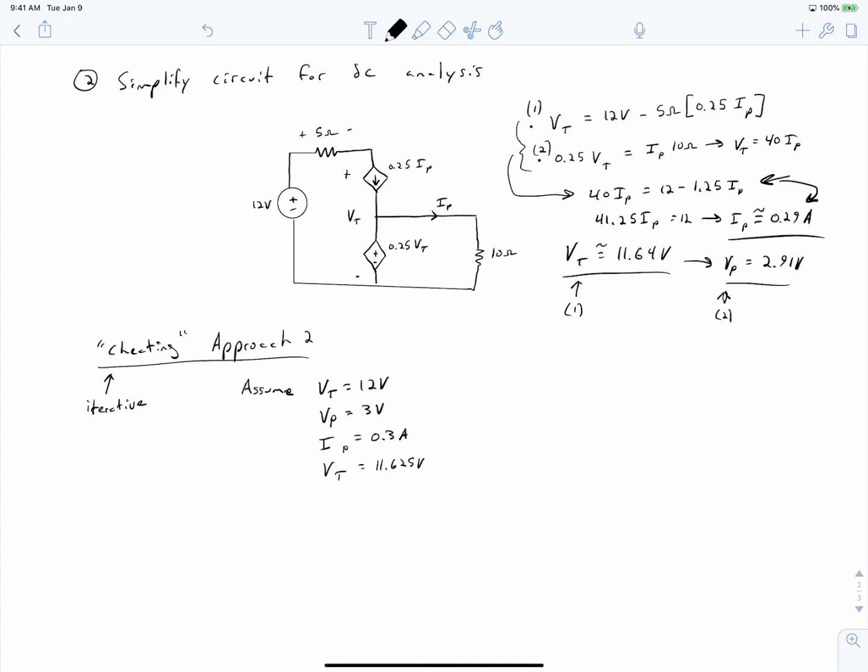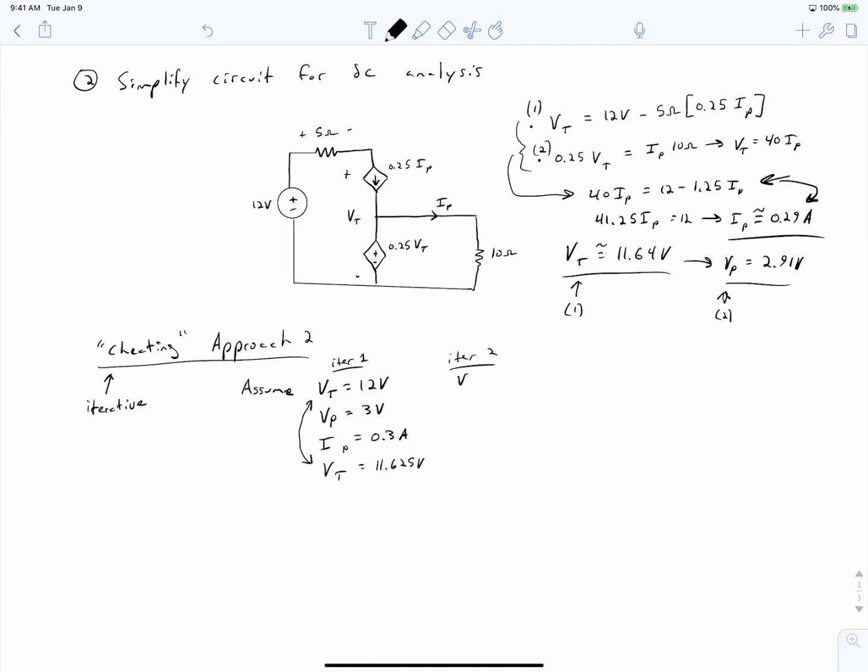Okay, so we observe that our new throw voltage does not exactly match our old throw voltage. Depending on how accurate we need our circuit to be, we could just say that these quantities are close enough and call it a day. But let's say that we want to be a little bit more accurate, so we'll do a second iteration. So this is iteration 1. Now we'll do iteration 2.